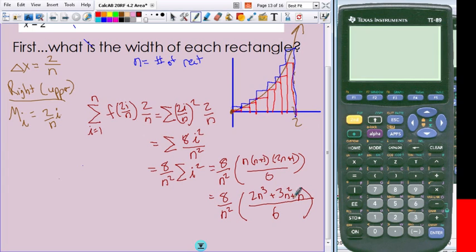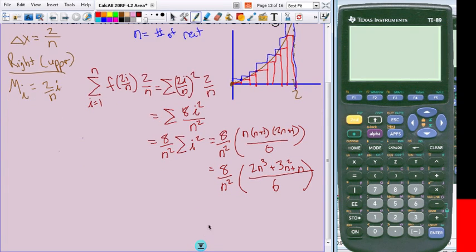Okay, so maybe just write what that expands to save work in the future. Okay, let's simplify this a little bit. If you take an n out of each of those terms, and the 8 divided by 6, you will get 4 over 3n cubed times 2n cubed plus 3n squared plus n. Oh, this was 8n cubed. My bad, I messed that up. Oh yeah, because I forgot the n's up here.